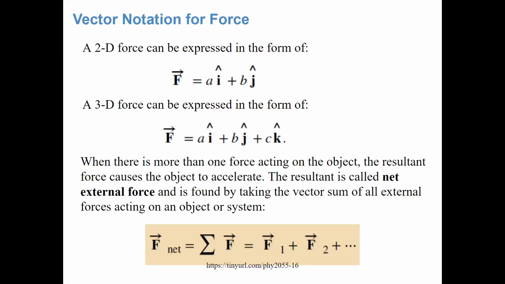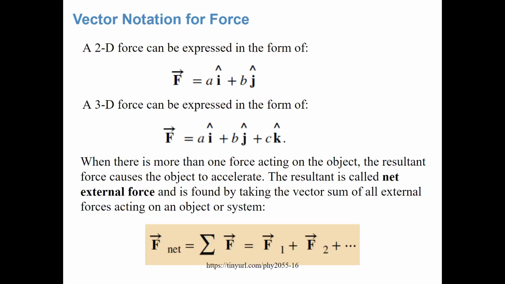For vector notation of force, we actually talked about this earlier in a previous chapter. You can use the x and y components. You can use it in this way: A will be the x component times i, that's in the i direction, plus B times j, that's the y direction. Or in three dimensions, it's expressed in ijk or xyz.